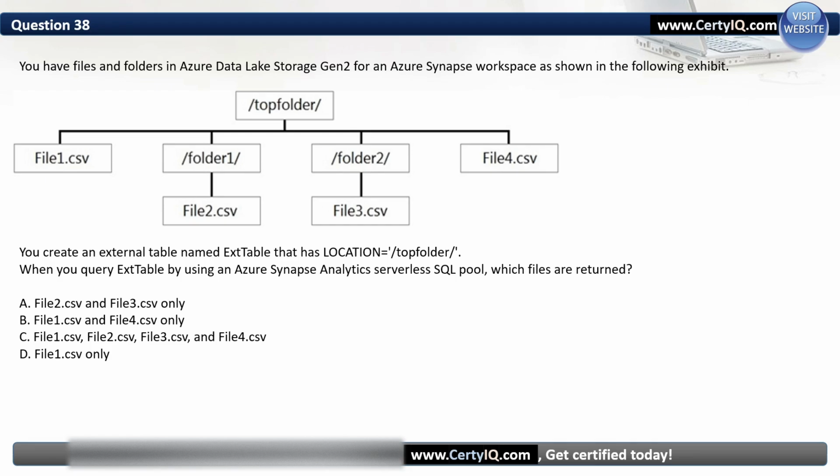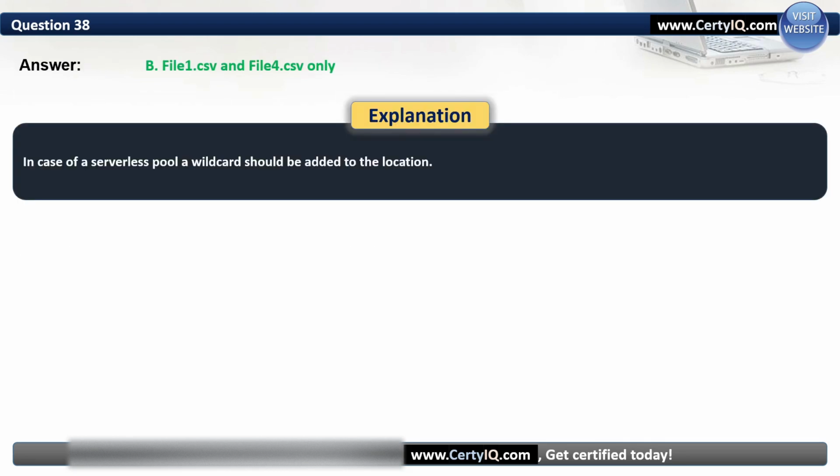Question 38. You have files and folders in Azure Data Lake Storage Gen 2 for an Azure Synapse workspace as shown in the following exhibit. You create an external table named ext table that has location equals /top folder/. When you query ext table by using an Azure Synapse Analytics serverless SQL pool, which files are returned? The correct option is B, file1.csv and file4.csv only. In case of a serverless pool, a wildcard should be added to the location.